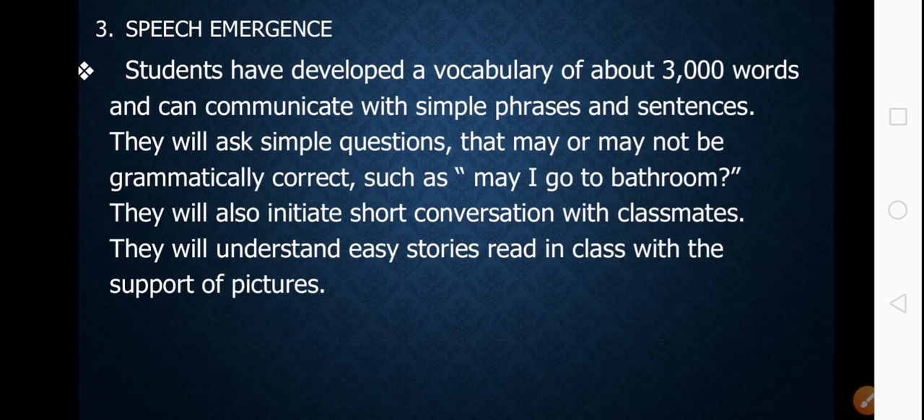For the third stage, it is now the speech emergence. The student or the child has developed a vocabulary of about 3,000 words and can communicate with simple phrases and sentences. They will ask simple questions that may or may not be grammatically correct, such as, "May I go to bathroom?" They will also initiate short conversations with classmates. They will understand easy stories, read in class with the support of pictures.